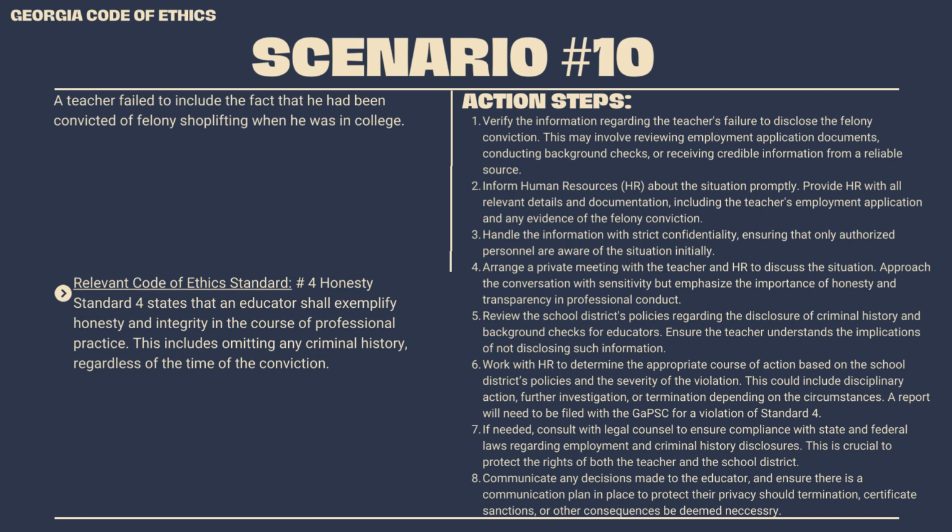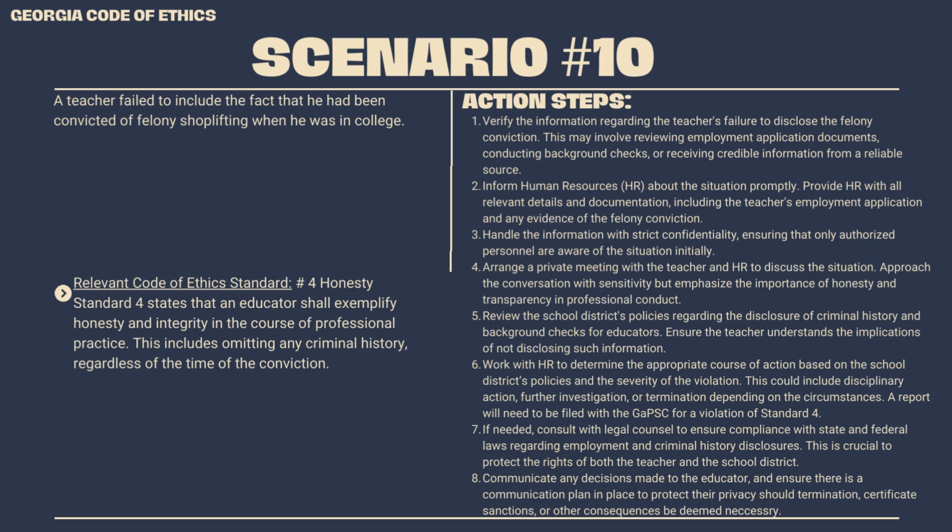And so our steps here are to verify that this information is correct, that they did fail to disclose this. So we would work with HR to review their application documents, their background check, or any other credible information from a reliable source. And we would make sure that we were providing each other those details. And we're going to make sure to handle this issue with confidentiality, and that only authorized personnel are aware of the situation initially.